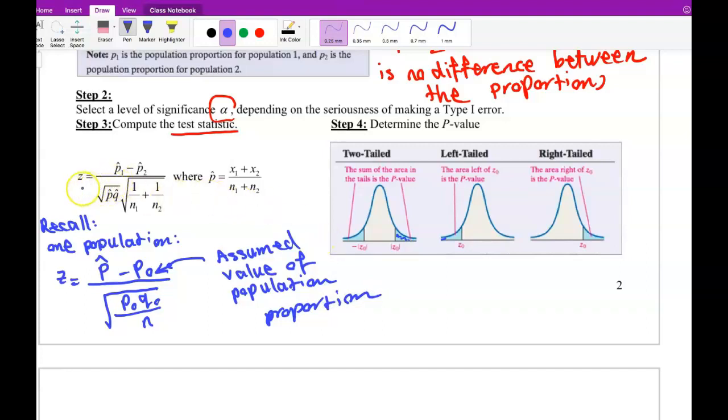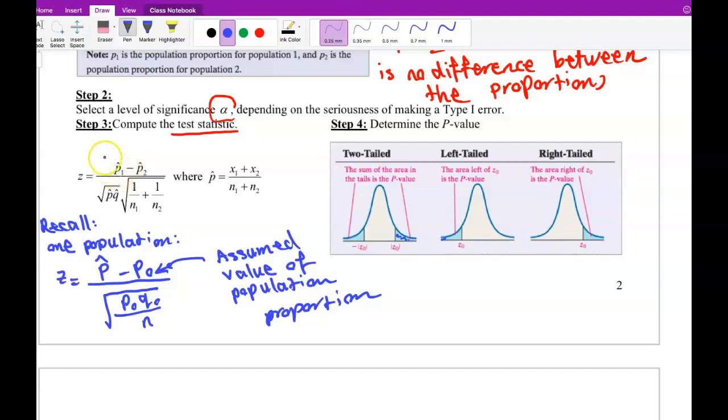Okay, now back to here. So again, Z is equal to now. The only difference, as I said, instead of using this P0, we're going to use the second sample proportion. So P hat 1 minus P hat 2, finding the difference between these two.